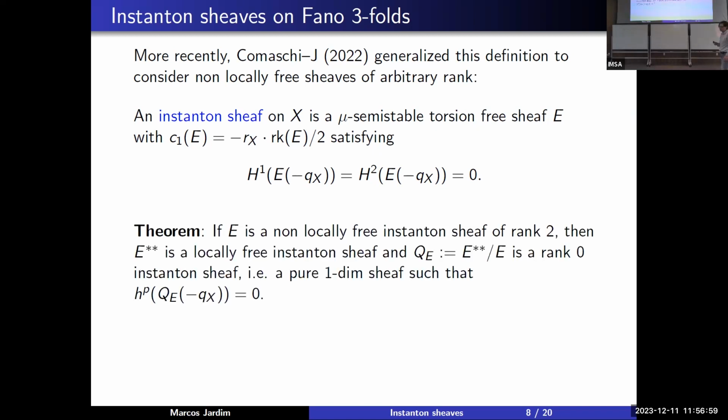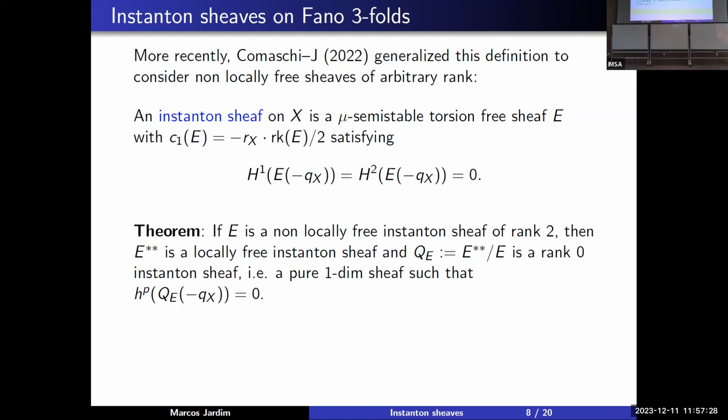One theorem that we proved that I think is interesting is that when you are talking about the non-locally free instanton of rank 2, the sheaf double dual is always locally free, right? The double dual is always reflexive, it doesn't have to be locally free. But for these instanton sheaves, they are locally free, and they are also instanton. So they also satisfy these cohomological vanishings.